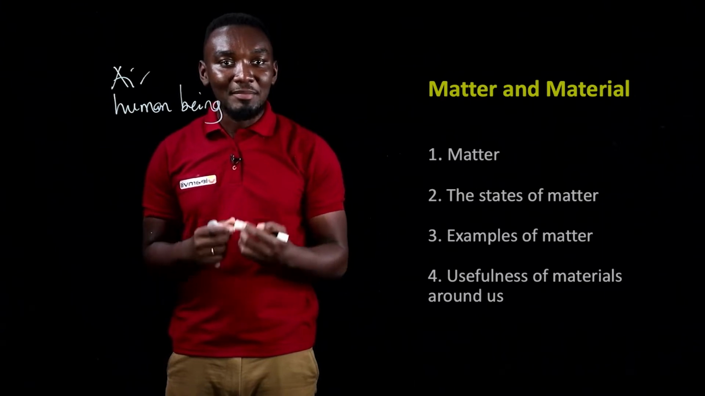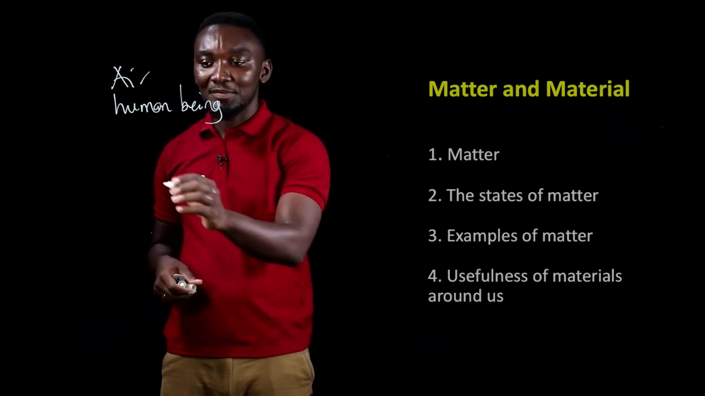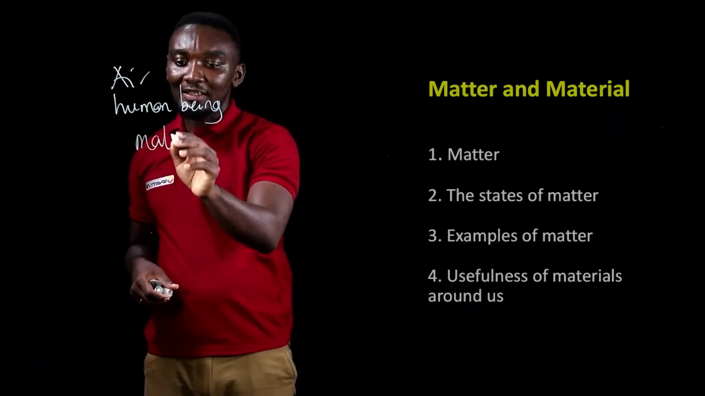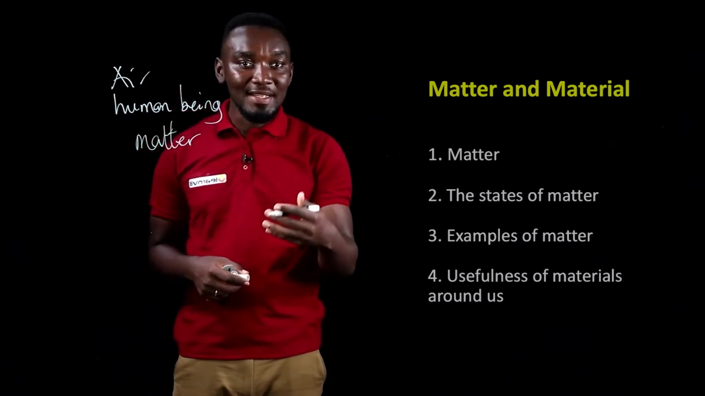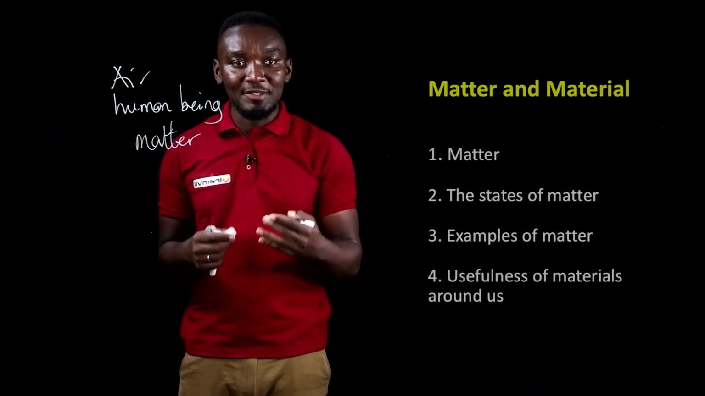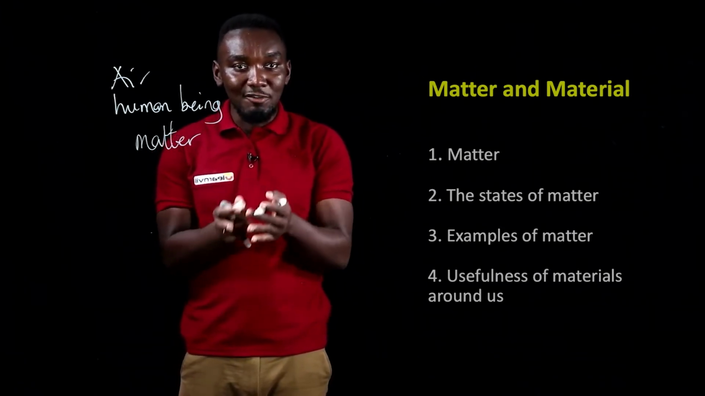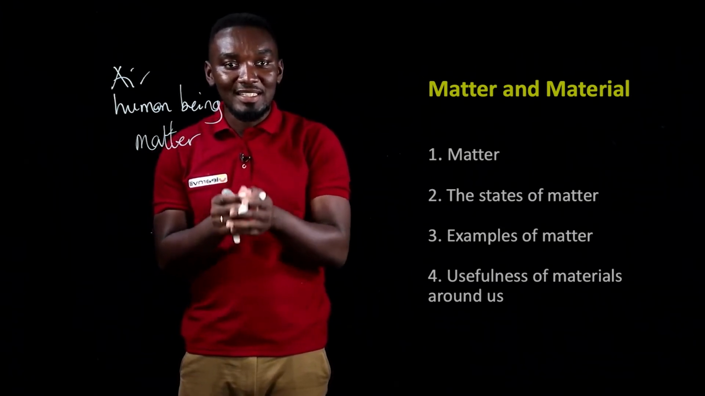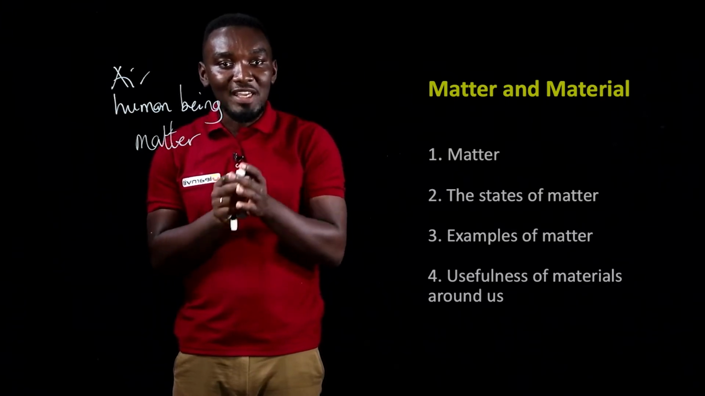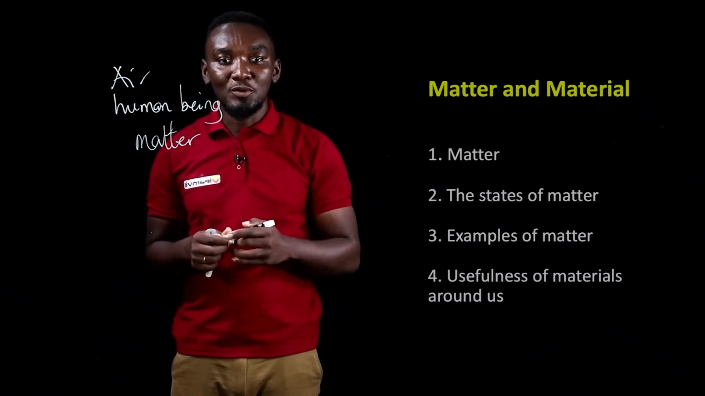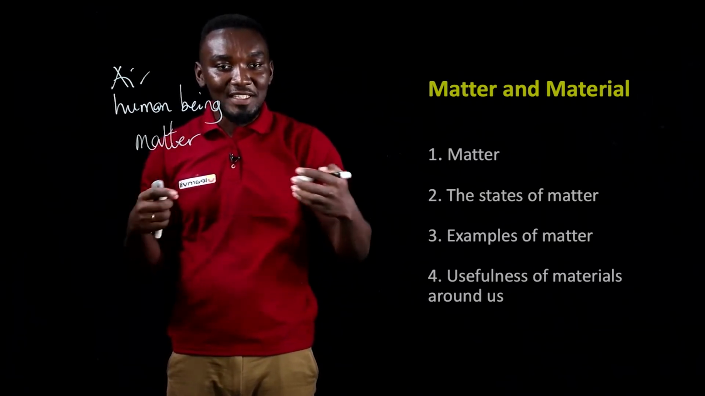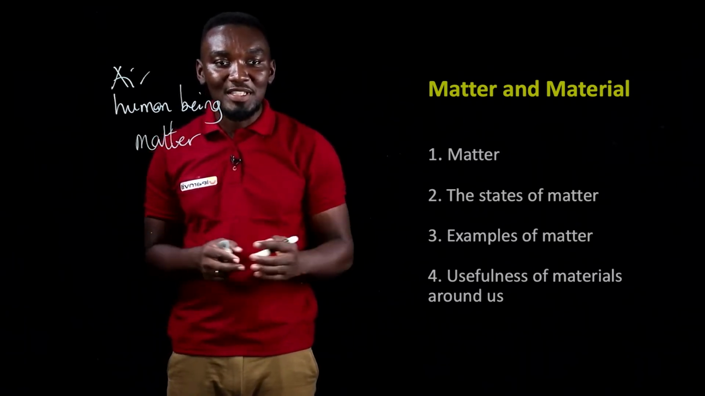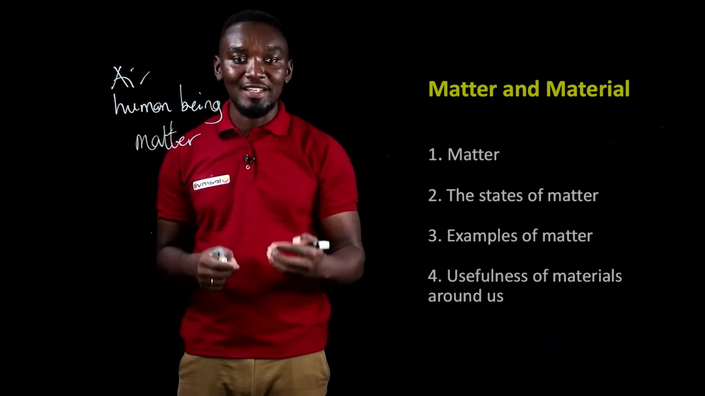So under matter and materials, we'll first study matter. And when we talk about matter, we'll basically look at things or materials that have mass and can occupy space. We'll look at the states of matter. We'll also look at examples of each of the states of matter. And then we'll look at the usefulness of materials around us. So the new materials that we see, the technology we see around us, how useful are they?